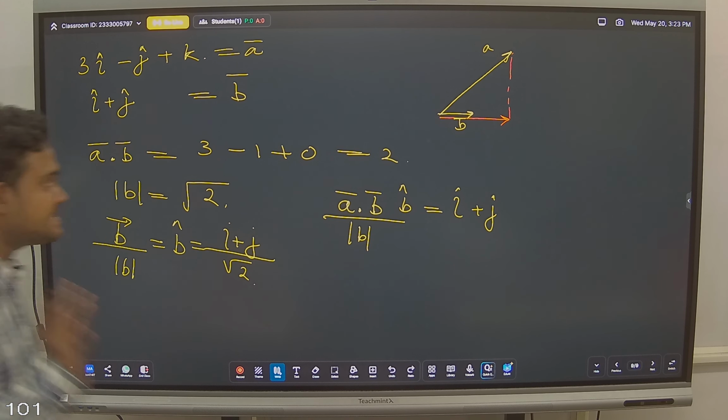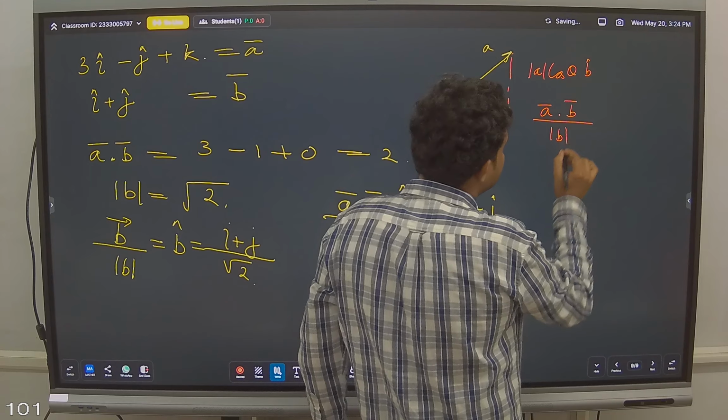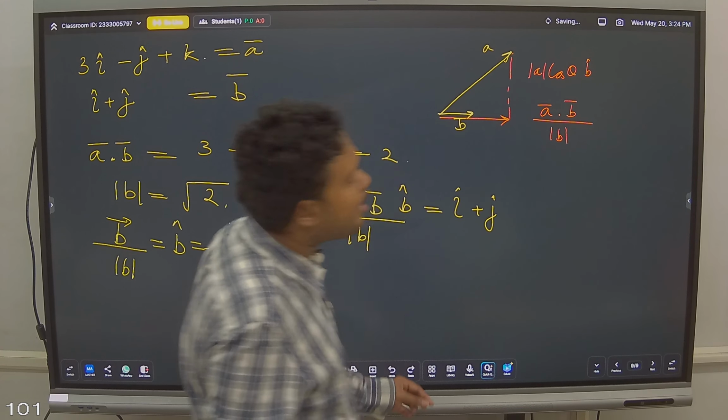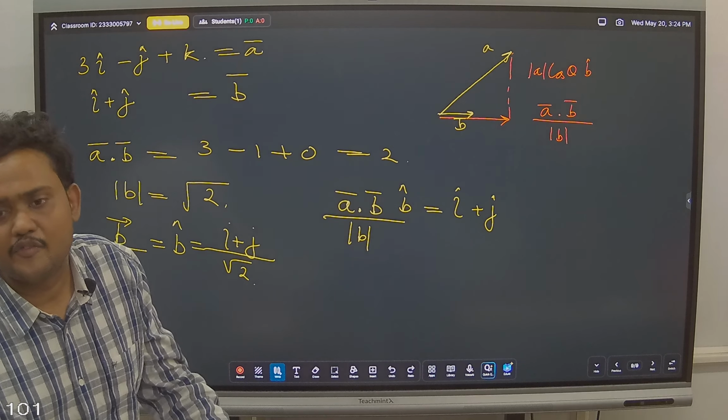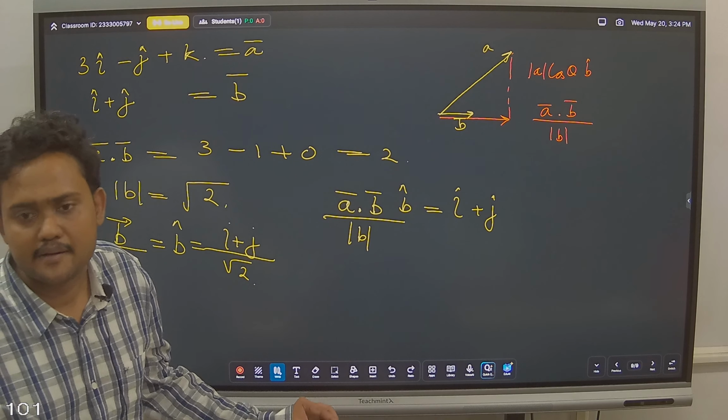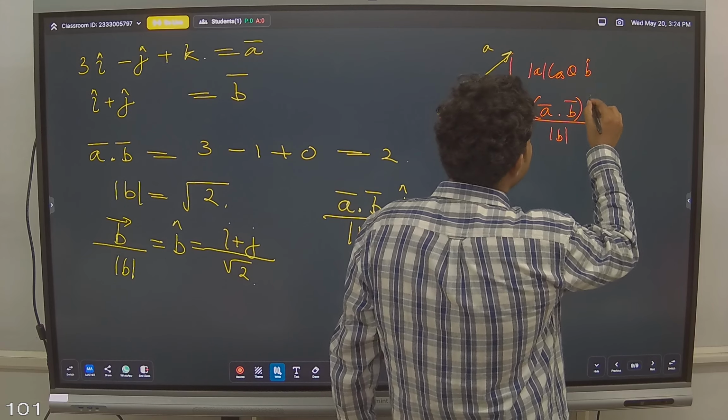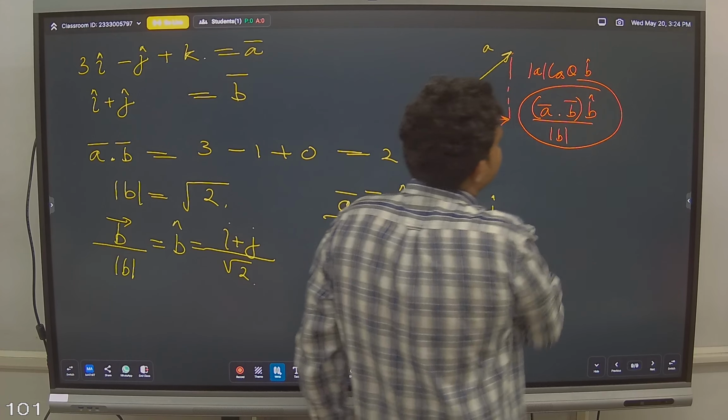So to find mod A cos theta, I simply do A dot B divided by mod B, right? A dot B is mod A mod B cos theta. I want to get rid of the mod B, so I divide by it. Did you follow? This times B cap is the component of A along B.